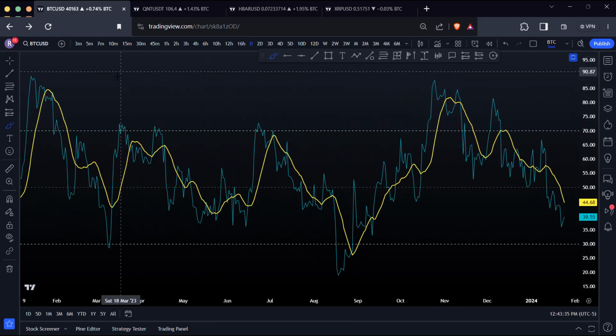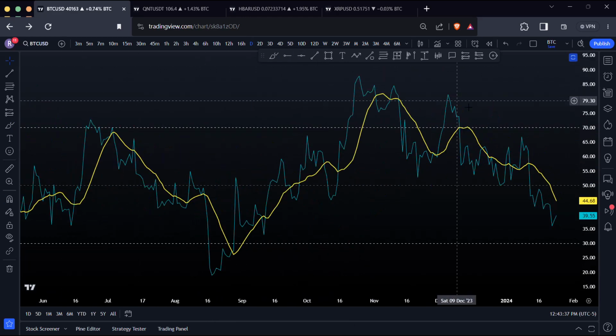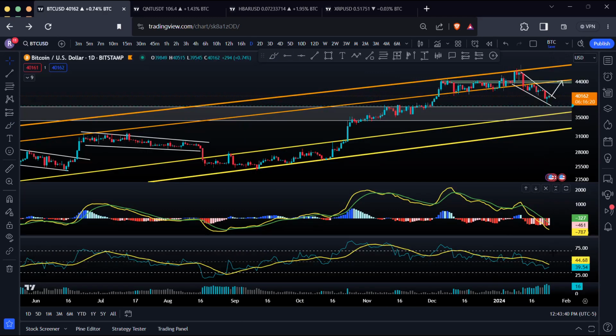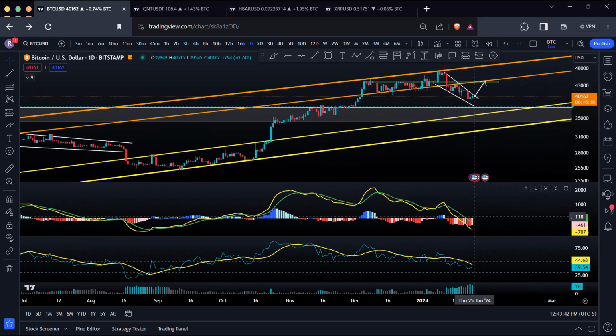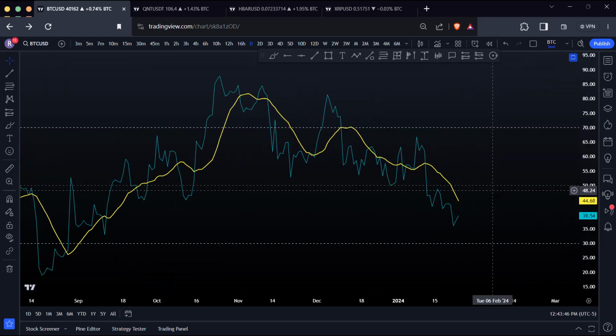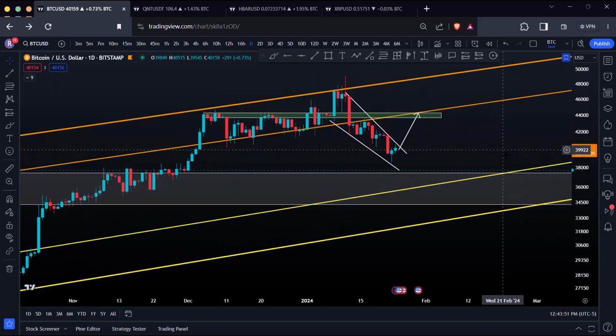You can see on a daily time frame, we are now in section B, and on a MACD, we are in section B. So what that means is we can have a dead cat bounce, come back up to this 47 to 50 level, and have a continuation to the downside.